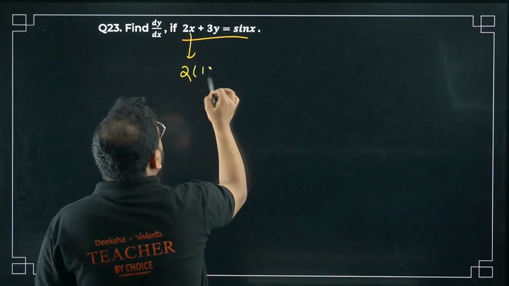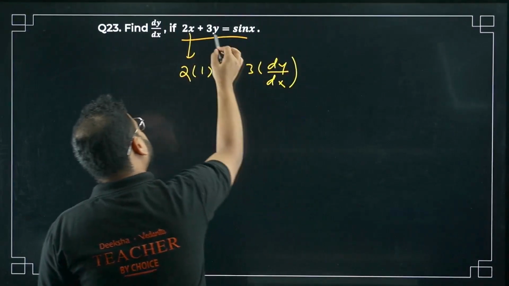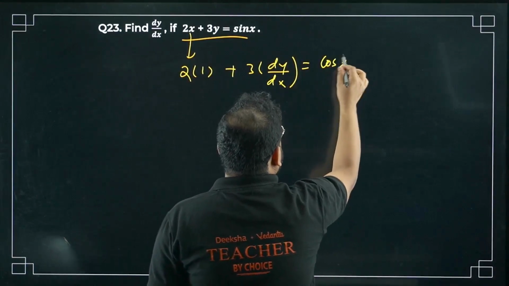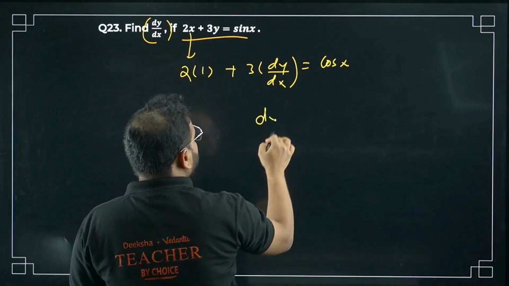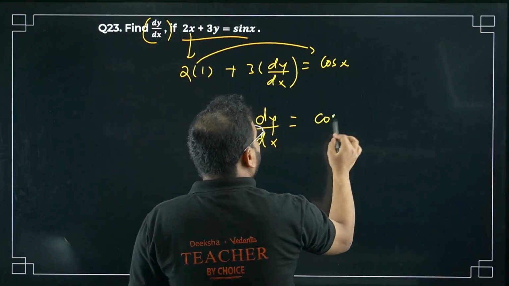2 times 1 basically, plus 3 times dy by dx. For y, the derivative with x is dy by dx, and over here I have cos x. I want the value of dy by dx, so the rest I'll take to the other side. Keep 3 dy by dx here, take 2 over there. I get cos x minus 2.